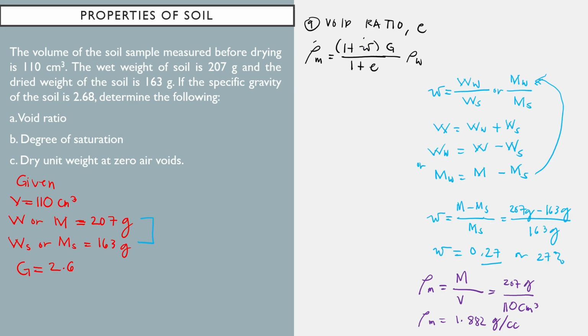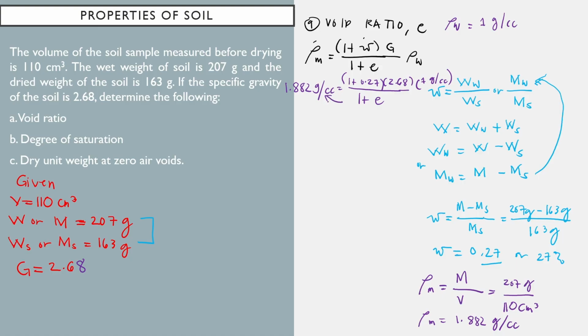So, pwede na nating makuha yung void ratio. Isalpak na lang natin yung mga nakuha nating value. So, 1.882 gram per cc is equal to 1 plus 0.27 times 2.68, yung specific gravity natin, divided by 1 plus e. And then yung density ng water in terms of gram per cubic centimeter, that is 1 gram per cc.